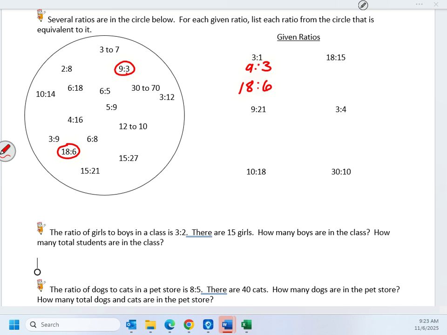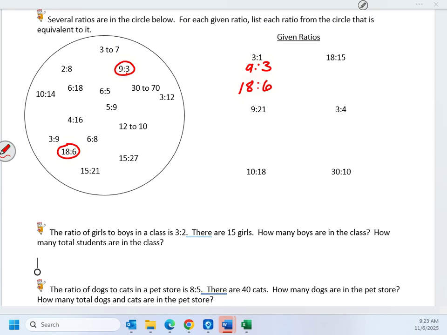So, some of these given ratios have one equivalent in the circle, some have 2. One of them even has 3. No, one has 3. So find all the equivalent ratios in the circle and write them underneath the given ratio. So you have to really look at it.